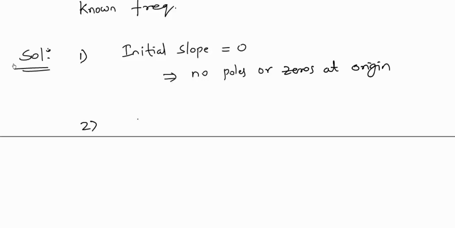Now the second step is the calculation of change in slope. At omega equal to 2, the change in slope can be directly observed. After 2 there is minus 60 dB, so minus 60 minus 0 comes out to be minus 60 dB per decade.